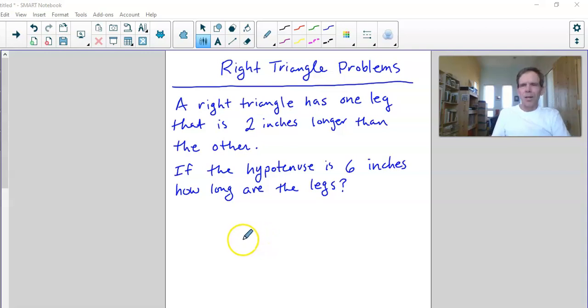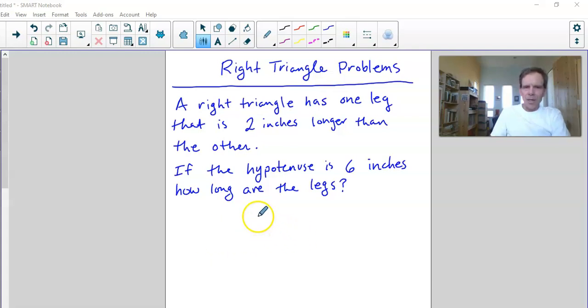All right, we're going to be solving an applied problem that has to do with quadratic equations. This one's going to involve a right triangle. So here's the story. A right triangle has one leg that is 2 inches longer than the other. The hypotenuse is 6 inches. How long are the legs?